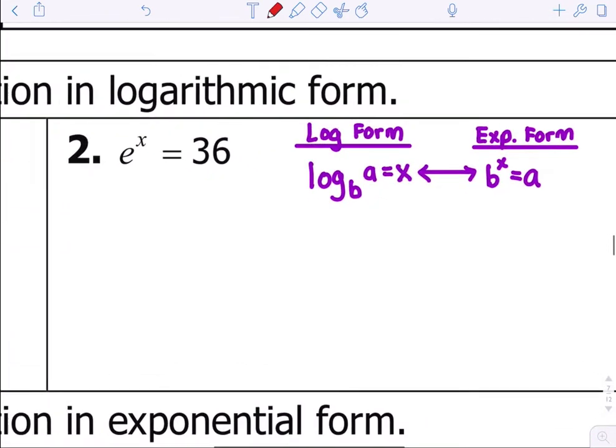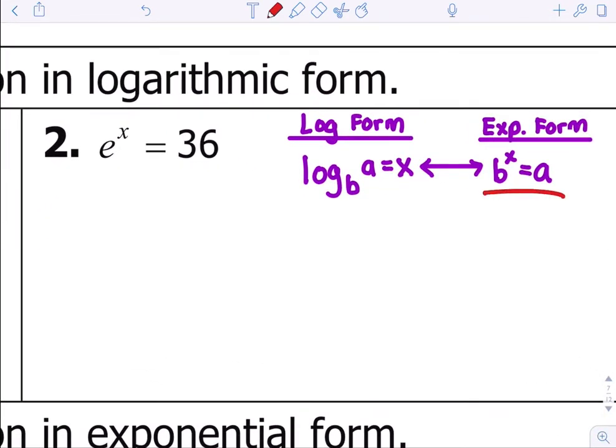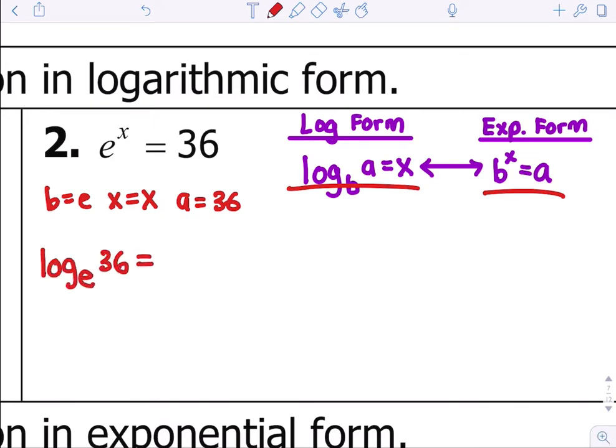All right, for number 2, again, exponential form, getting it into log form. So your b value is e, your x value is x, and your a value is 36. Now we're changing it to log form. So log base e of 36 is equal to x.